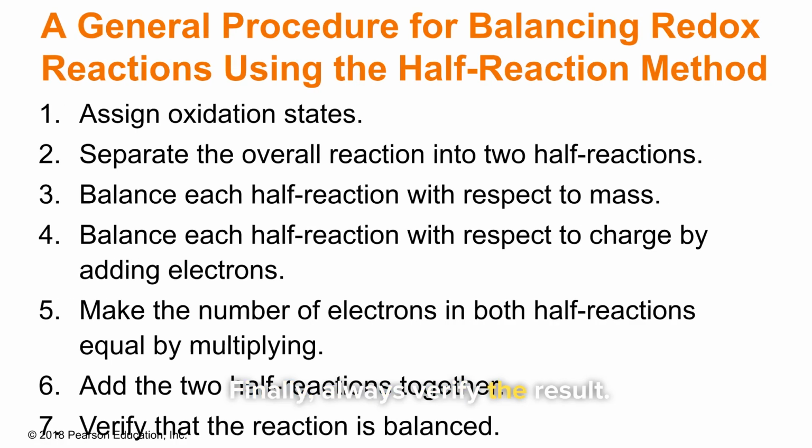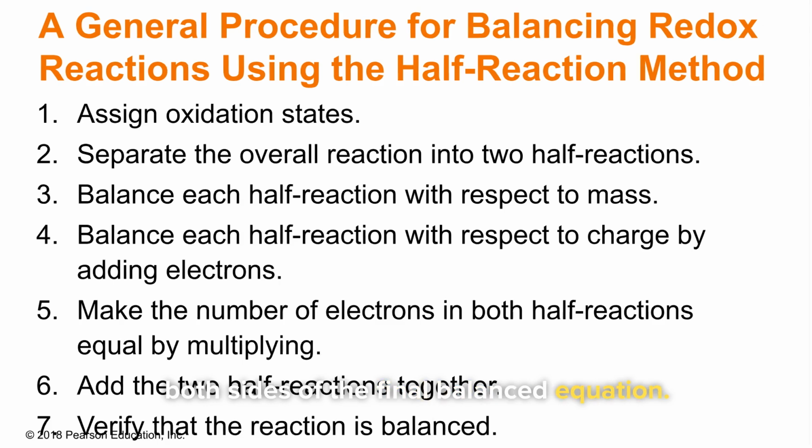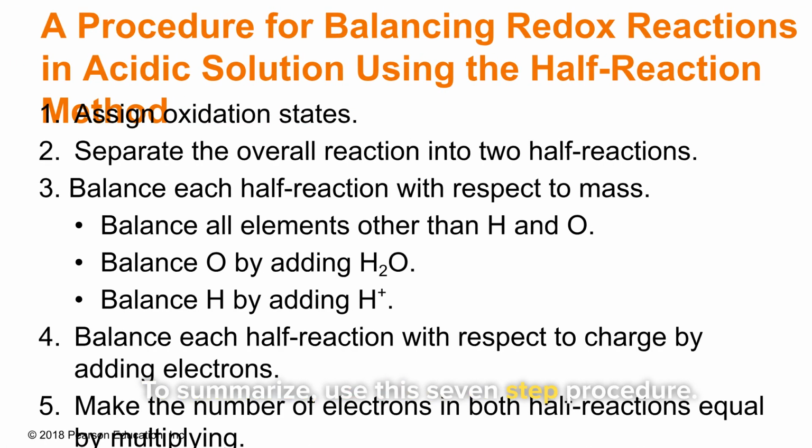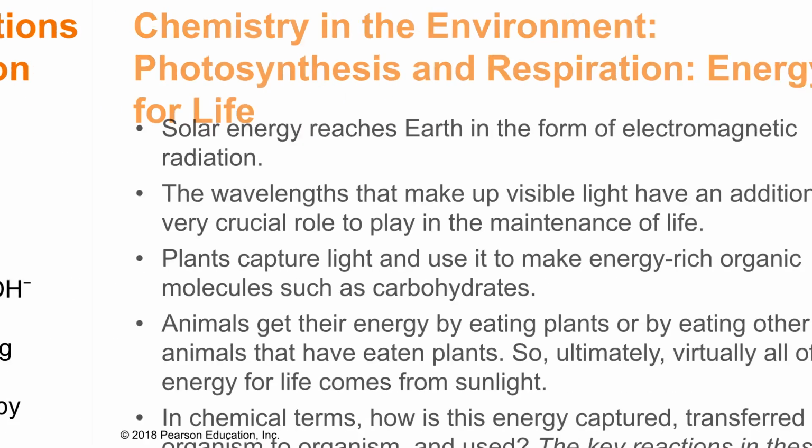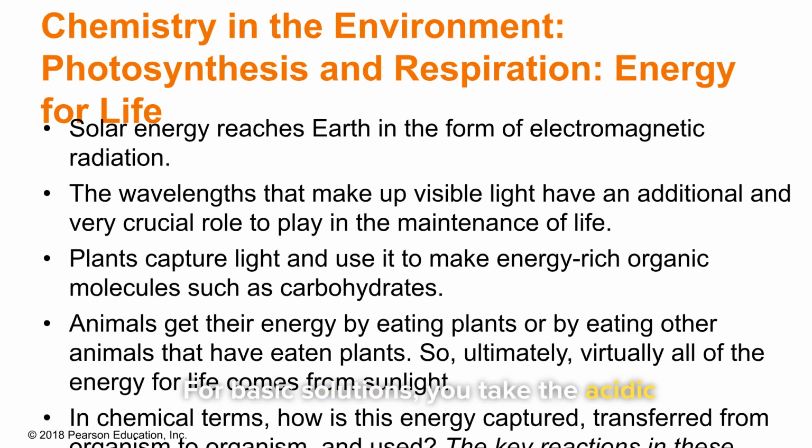Finally, always verify the result. The mass and the net charge must be equal on both sides of the final balanced equation. To summarize, use this 7-step procedure: assign states, separate the reaction, balance mass, balance charge with electrons, equalize electron counts, add the reactions, and verify. When balancing in acidic solutions, you will need to account for oxygen and hydrogen by adding water molecules and hydrogen ions as necessary. For basic solutions, you take the acidic balancing steps a bit further by adding hydroxide ions to neutralize any remaining hydrogen ions.